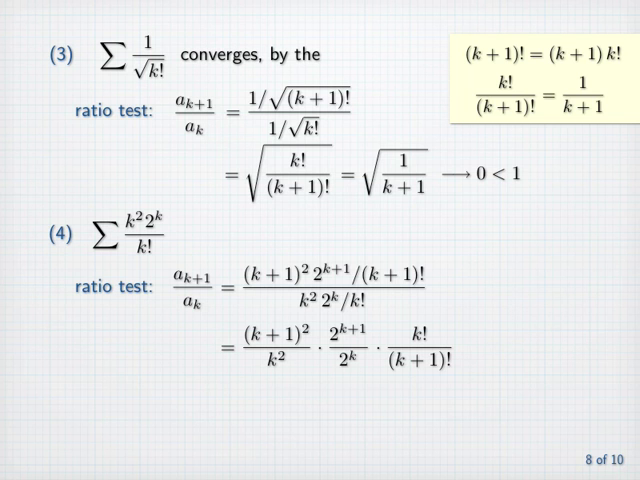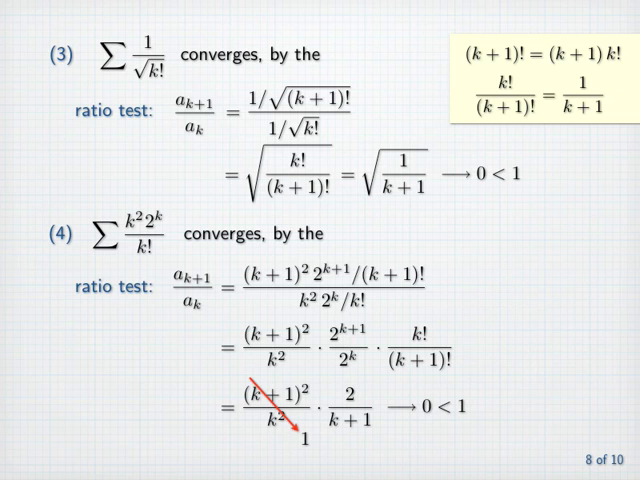2 to the k plus 1 over 2 to the k is simply equal to 2. k factorial over (k plus 1) factorial equals 1 over k plus 1. And so a sub k plus 1 over a sub k is equal to (k plus 1) squared over k squared times 2 over k plus 1. The first factor here clearly approaches 1, and the second factor approaches 0, and so a sub k plus 1 over a sub k approaches 0 as k goes to infinity. And since that's less than 1, we conclude that the series converges by the ratio test.